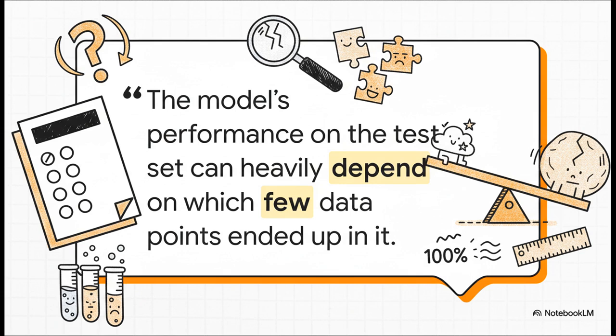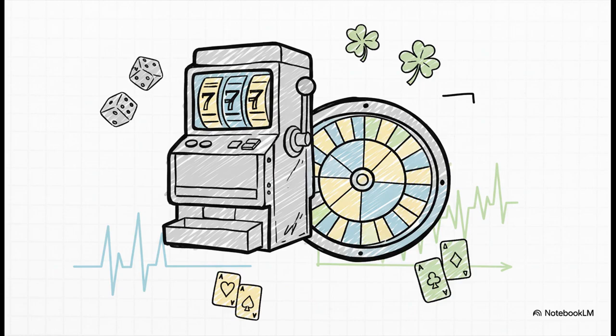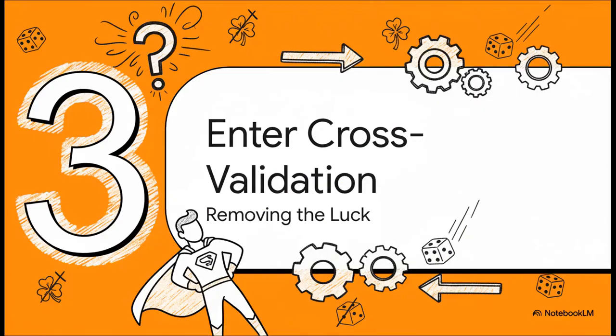What if, just by pure chance, all the easy questions ended up on the final exam? You'd think you have a genius model, but you just got lucky. Yeah, basically, this whole thing comes down to luck. And let's be real, when we're building AI for things like medicine or finance, luck is not a strategy we want to bet on. So, how do we take luck completely out of the picture? Well, this is where a much smarter, much more robust technique swoops in to save the day.